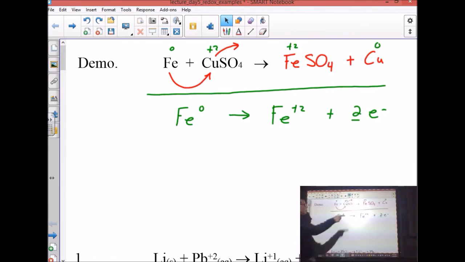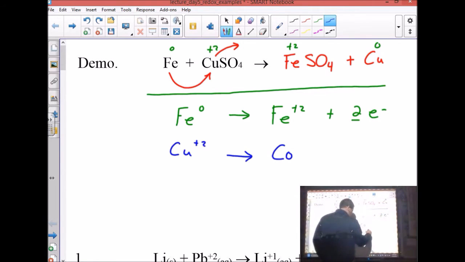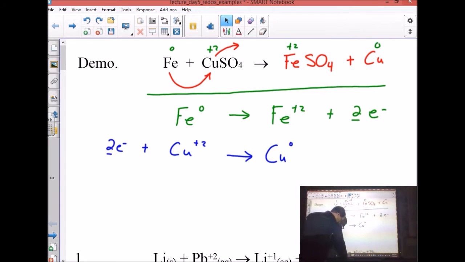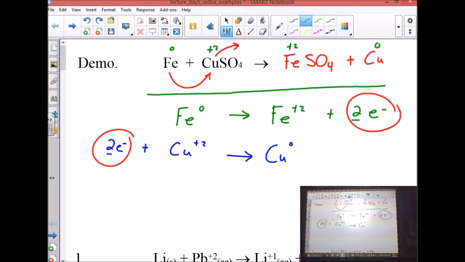That's a good question. So we have to look at who our somewhere is. So we have copper with what charge? +2 goes to copper. Whoa, that's cobalt. Goes to copper with no charge. So how did it go from +2 to no charge? Gain 2 electrons. Very good. So these 2 electrons, which are here and here, are these the same electrons? Yes. So in other words, the iron is losing 2 electrons, so the copper can gain those 2 electrons.